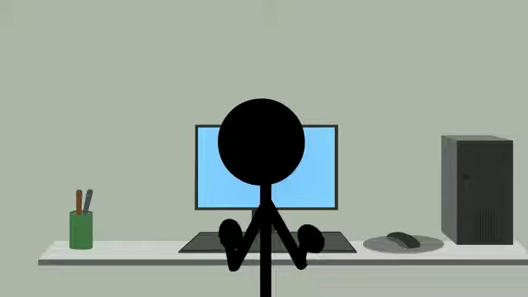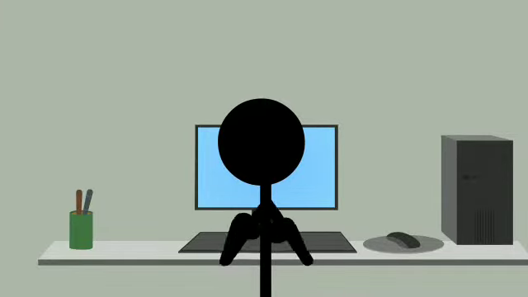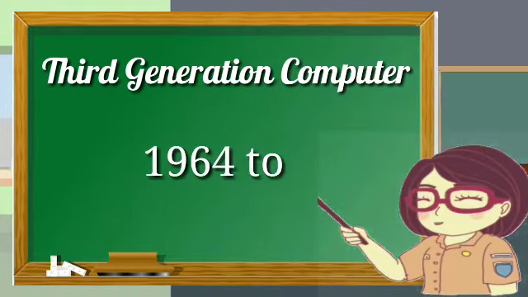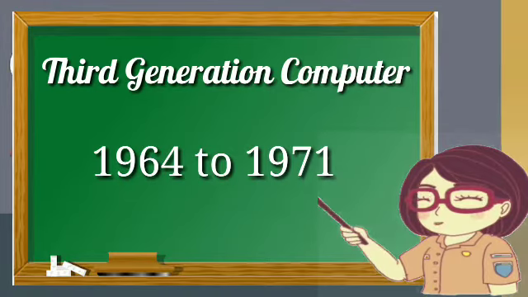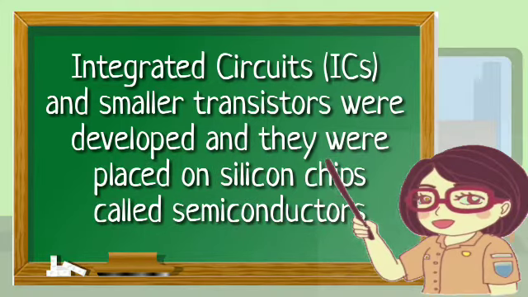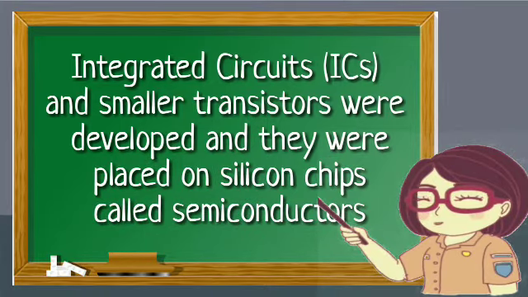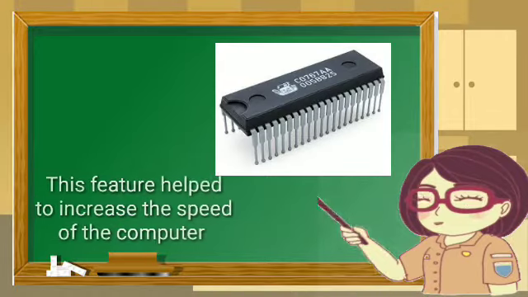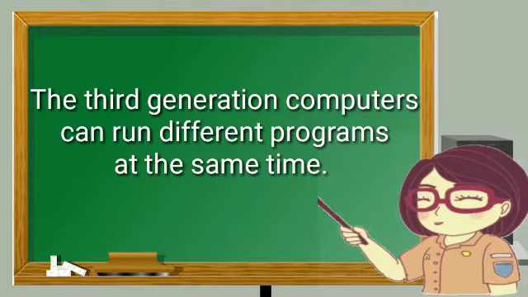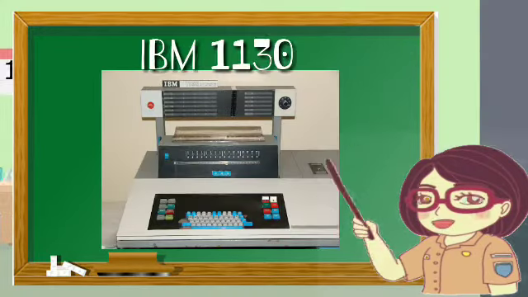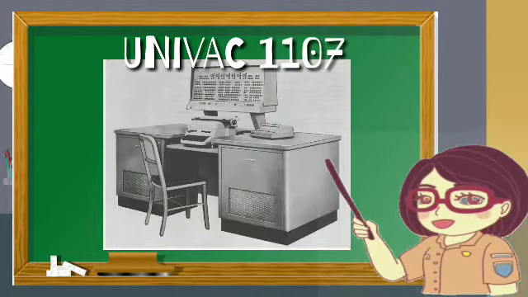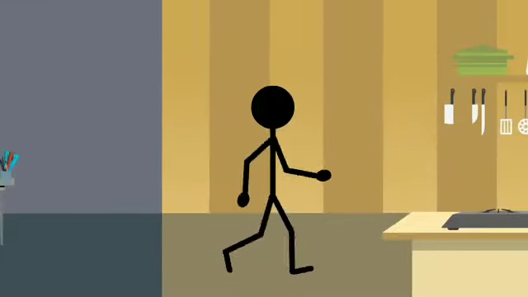Now, let's go to the third generation computers. What are those computers? The third generation computers were developed in 1964 to 1971. They used integrated circuits, or ICs, where smaller transistors were placed on silicon chips called semiconductors. This feature helped to increase the speed of the computer. The third generation computers can run different programs at the same time. The IBM 1130 and the UNIVAC 1108 were examples of third generation computers.